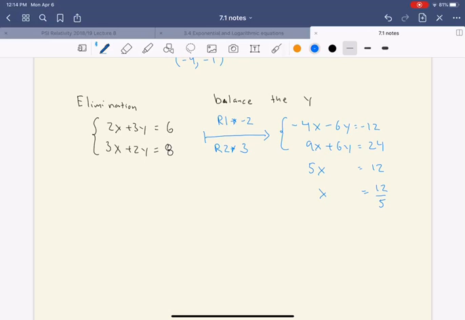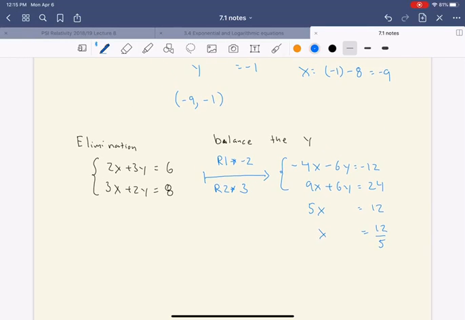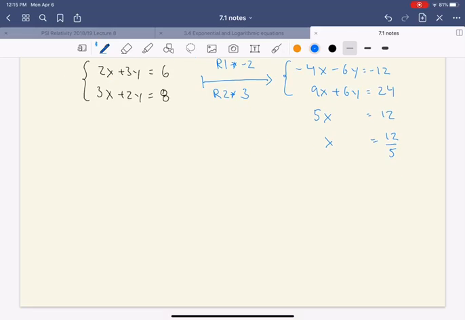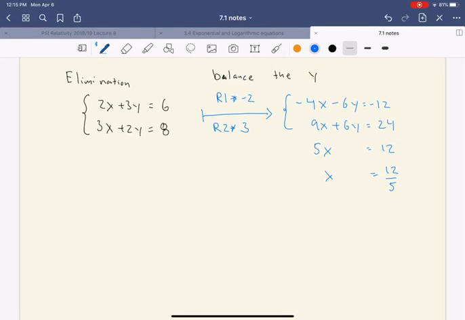Now, again, you could plug this x back into either one of these equations to solve for y. But that's going to work, but it's going to be harder. Okay, so it's actually going to be easier if we just do an elimination again. We're going to balance here. We're going to balance the x.